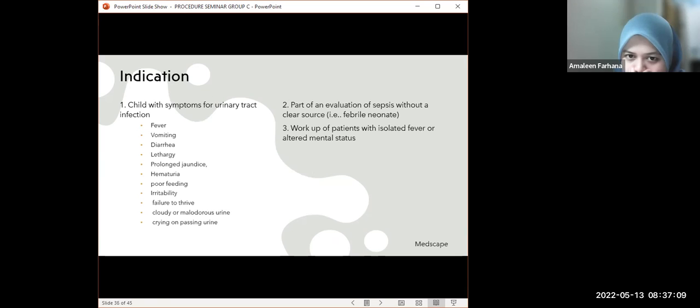Okay, next. What are the indications of urine C&S? First is if the child comes with symptoms of UTI such as fever, vomiting, diarrhea, and etc. Second, urine C&S is done as part of the evaluation of sepsis without a clear source such as febrile neonate. Third, urine C&S is also done as a workup of patients with isolated fever and altered mental status.